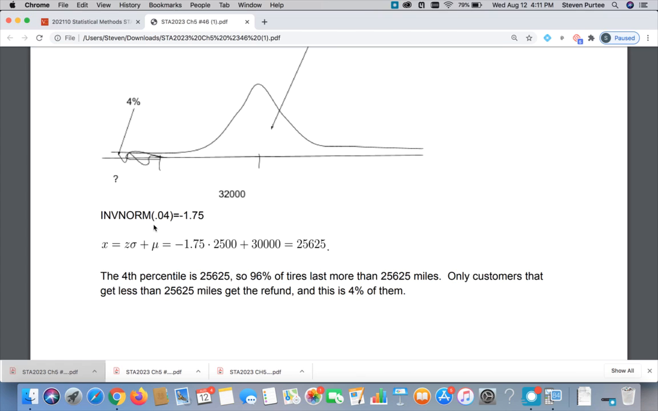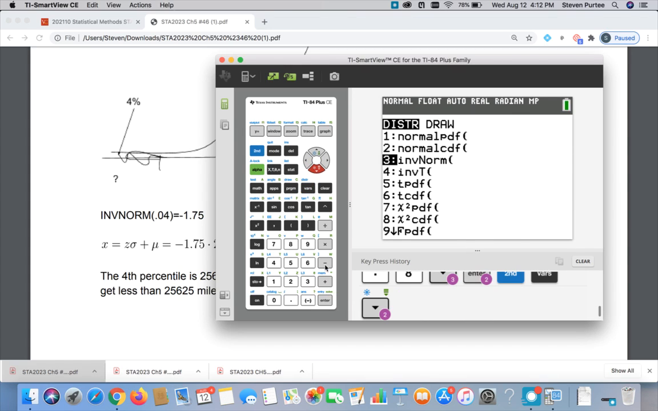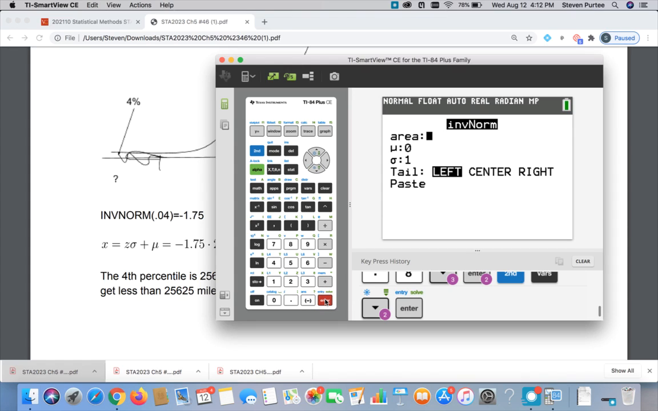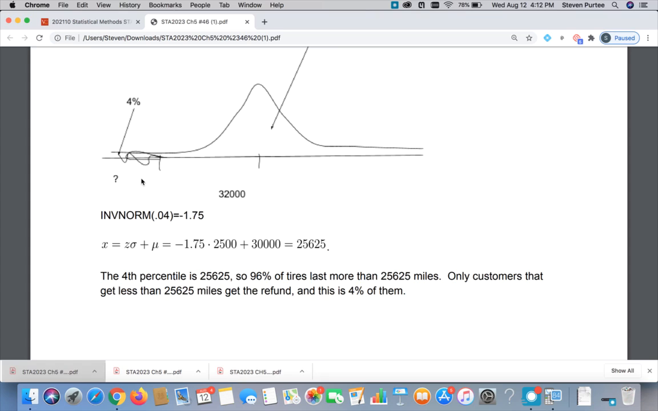So remember, for percentiles, we use inverse norm. So I'm going to go into my calculator, second distribution, number 3, inverse norm. We always want to type in our area below the value we're looking for. So 0.04. Leave the 0.1, leave that on left. Hit enter. We get a z-score of negative 1.75. Remember, inverse norm spits out a z-score. I'm looking for the tire that is 1.75 standard deviations below, because that's negative, the mean.